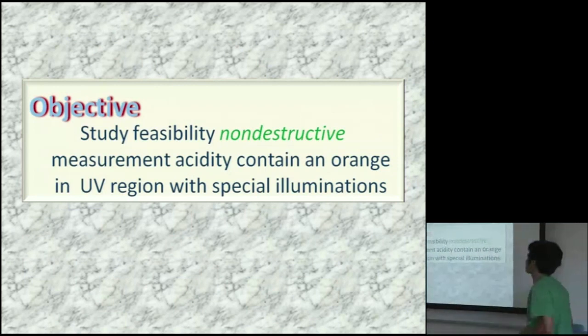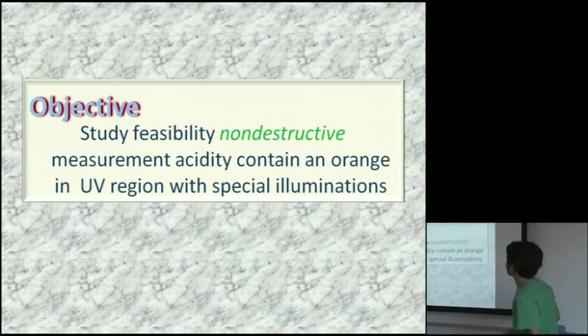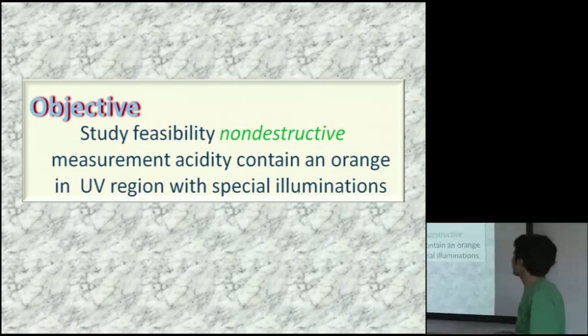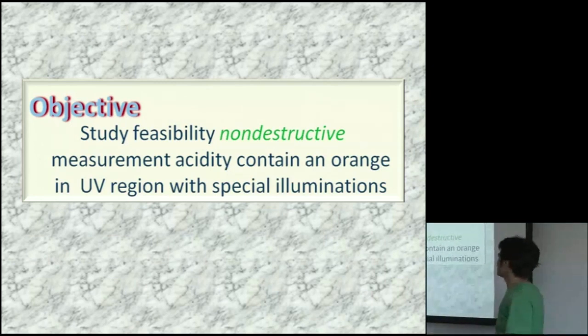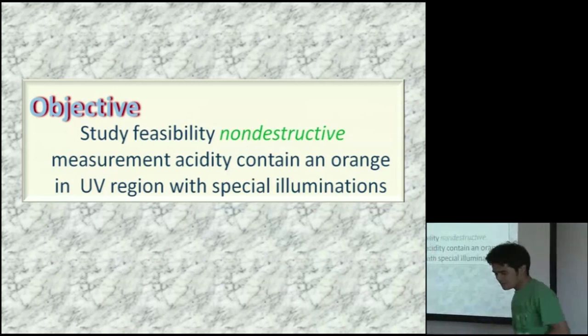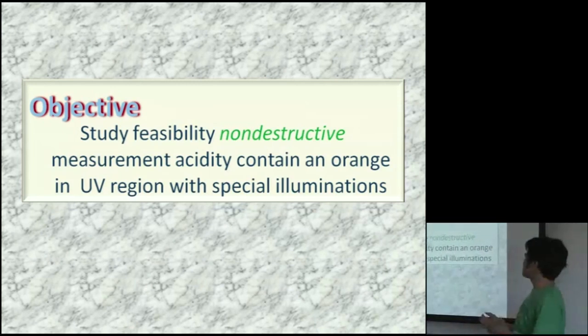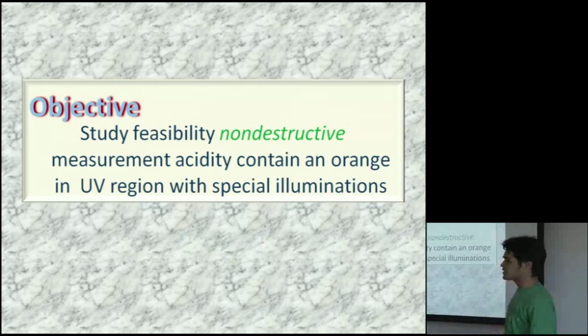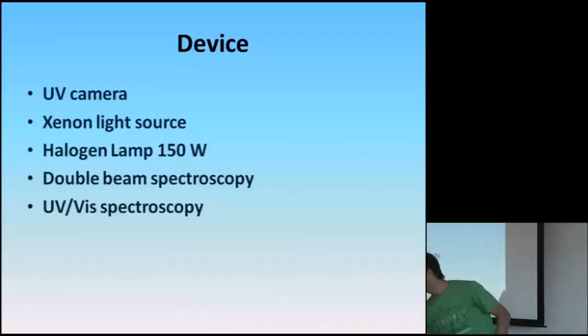This is the objective of the study: non-destructive measurement of acidity content in orange in the UV region with spatial illumination. Actually, I focused on using spectroscopy, and our laboratory provides UV visible spectroscopy that I will use in my next experiment.